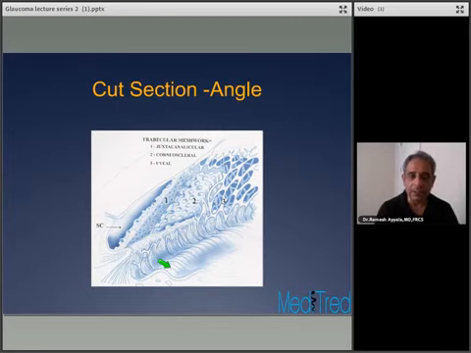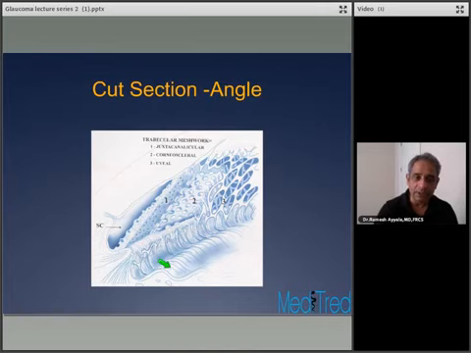Let's look at the angle structure itself, the trabecular meshwork itself. We'll talk about the ciliary body and the ciliary processes a little later in the lecture. Let's concentrate on the outflow pathway first.